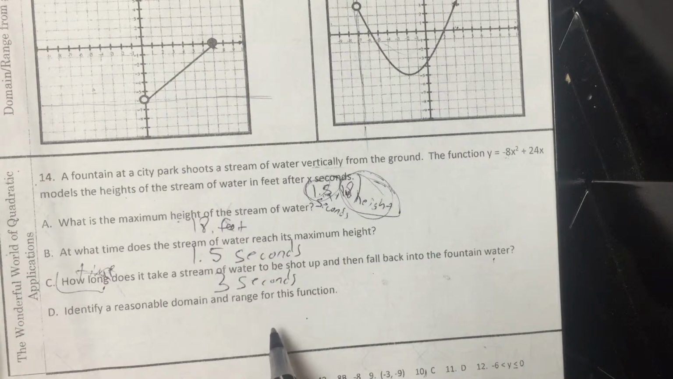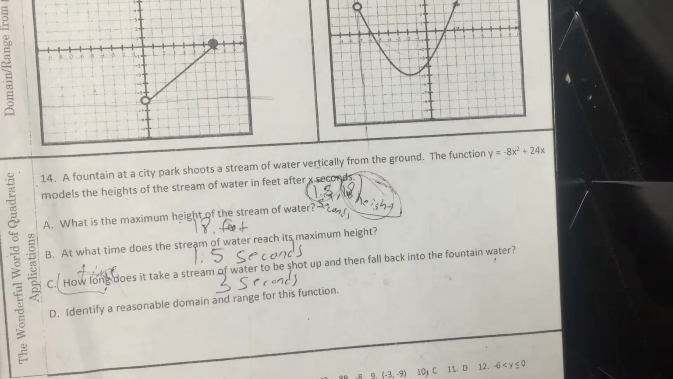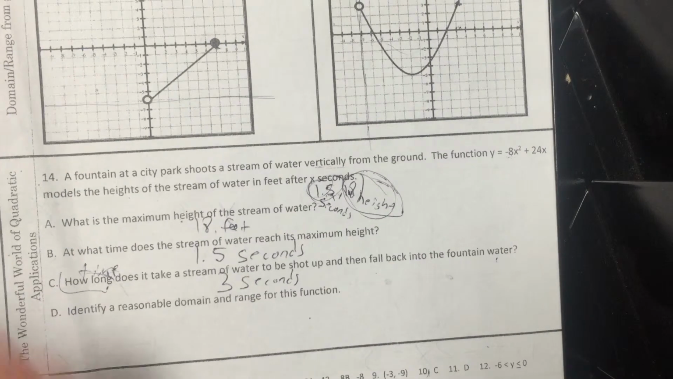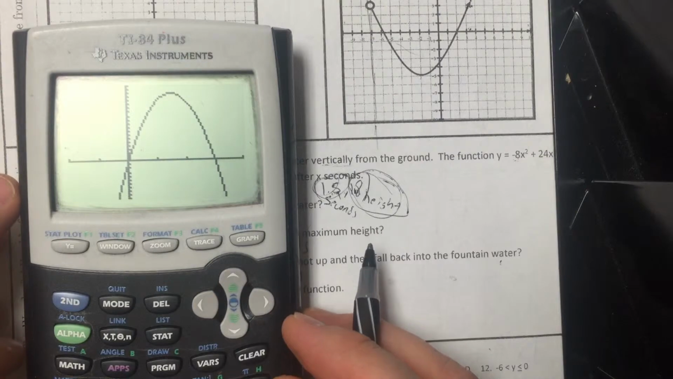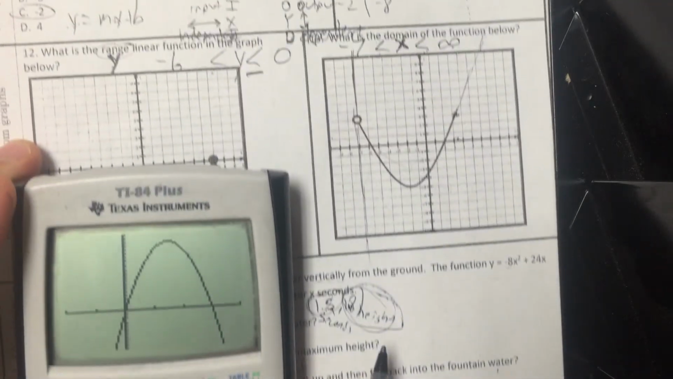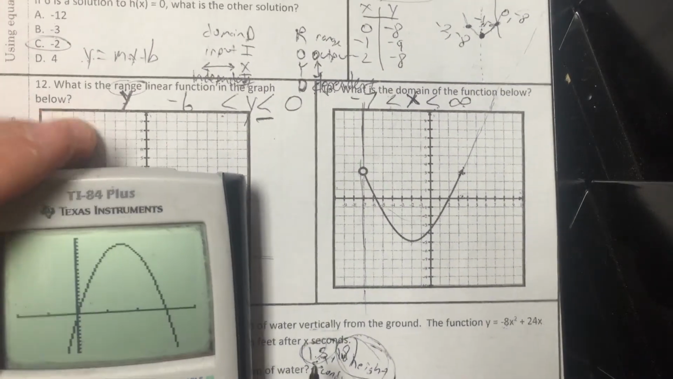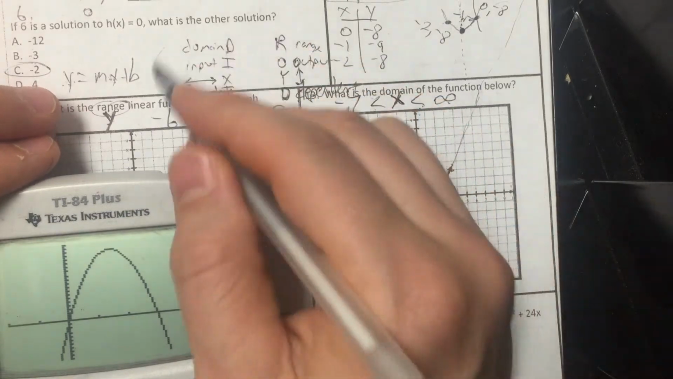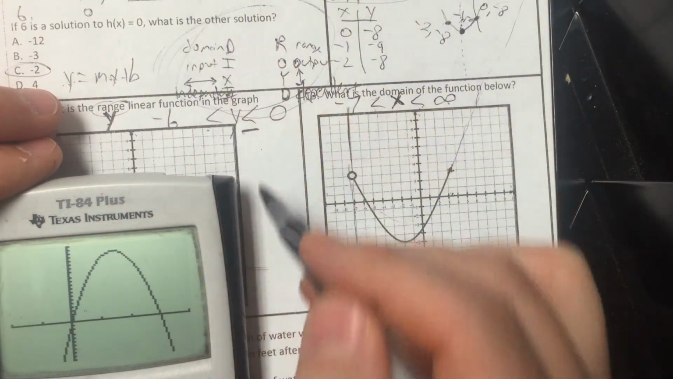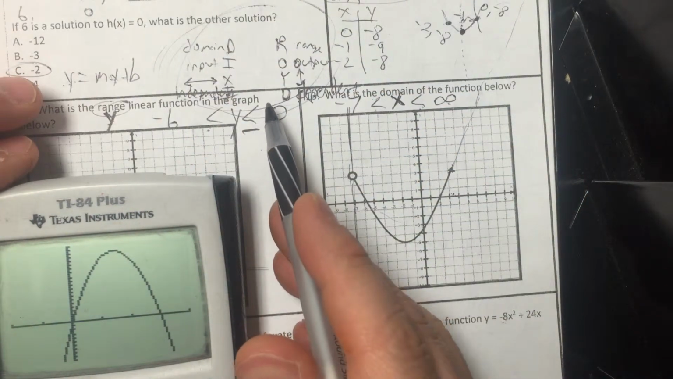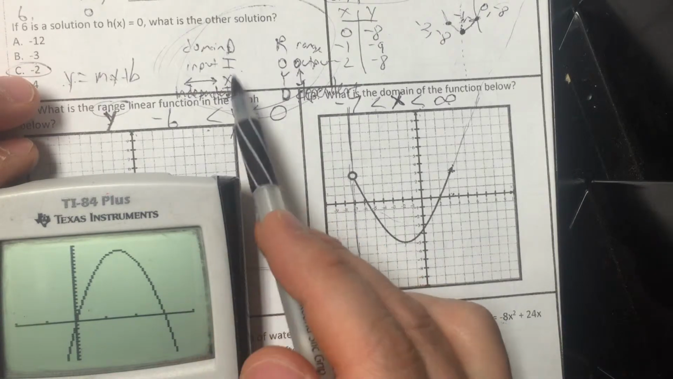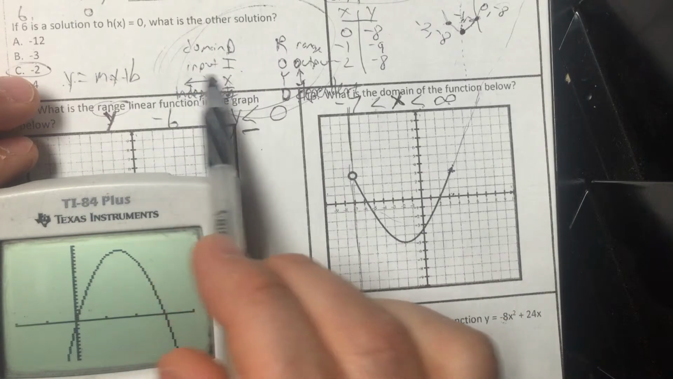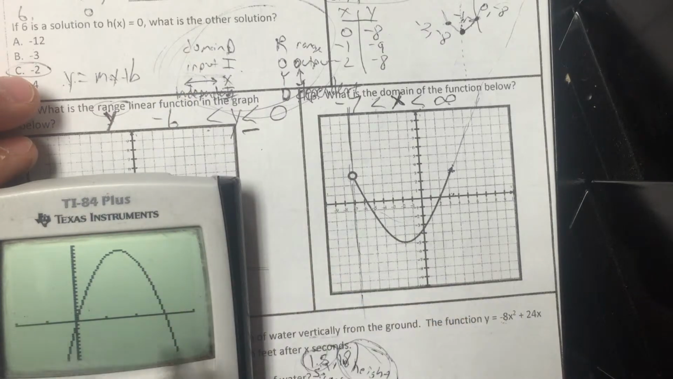Identify reasonable domain and range for this function. Okay? Again, we have our picture here. There's our picture. Domain, I already wrote down Dixie and Roy D, like I encourage you guys to write it down. Write that down on your test, okay? And you can refer back to it for every question that asks for stuff like that. Domain. Domain is x values, that's left and right, okay? Left and right. How far left?